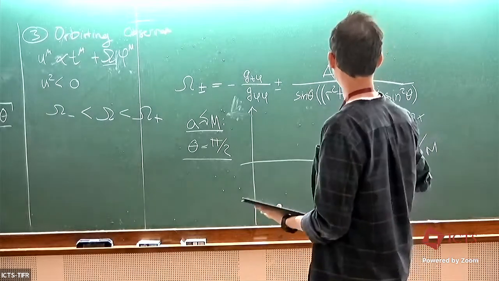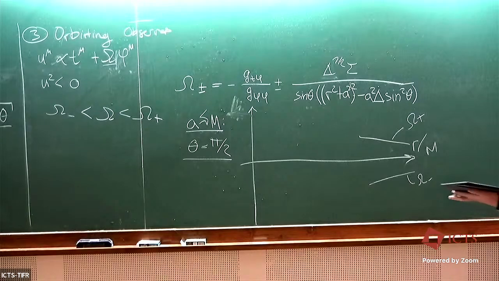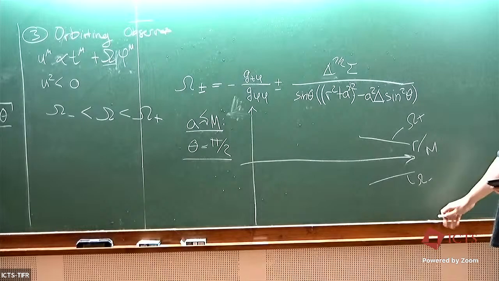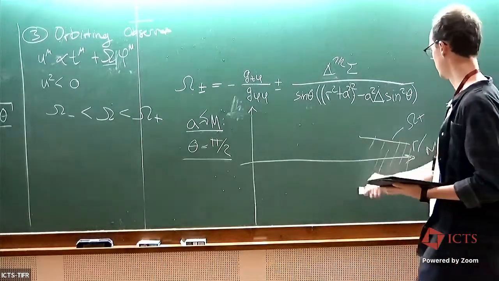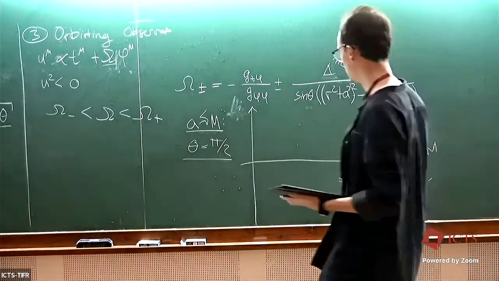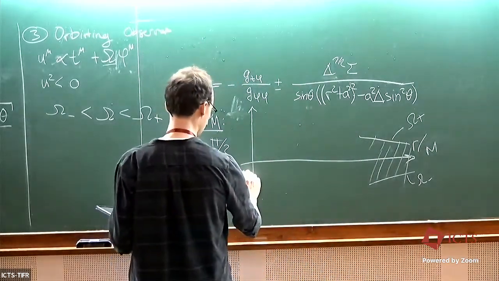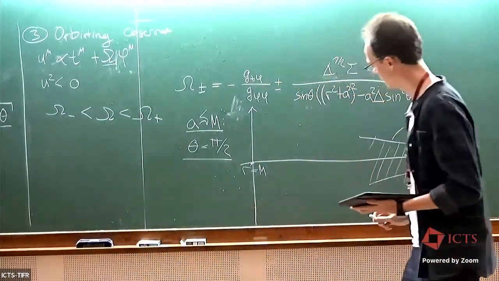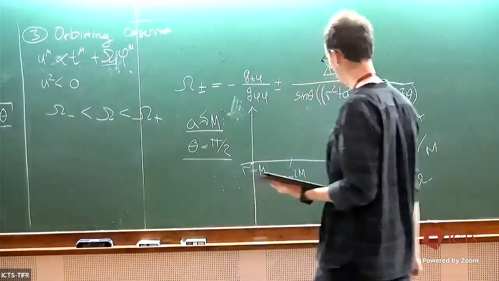No, this is a delta. Sorry. Okay, so we have this regime in which omega can sit, bounded by omega plus and omega minus. But now the interesting stuff is happening at the horizon, or towards the horizon. So let's say this is r equals m, the origin. And then this is r equals 2m.